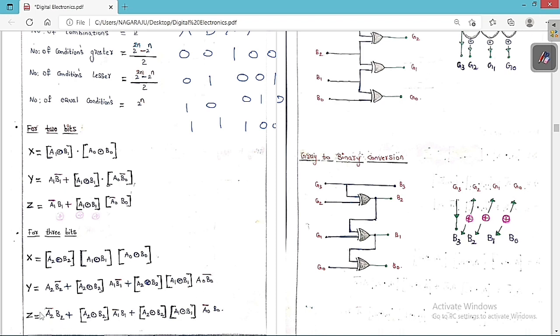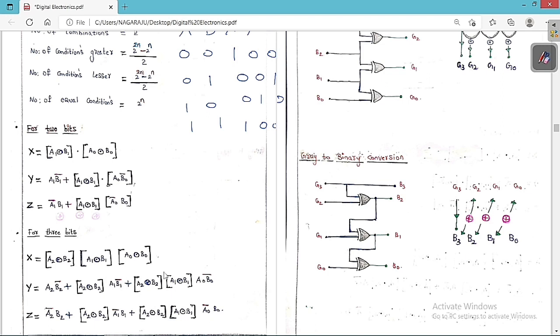Similarly, here A should be less than B. Whenever A is less than B, we are going to get Z equal to 1. So we can get it in 3 cases. If A2 is less than B2, then only Z is activated, so A2 bar into B2. Or if A2 is equal to B2 and A1 is less than B1, so A2 XNOR B2 and A1 bar B1, plus, in the third case you can get A2 equal to B2, A1 equal to B1 and A0 less than B0. So therefore A2 XNOR B2, A1 XNOR B1 and A0 bar B0.